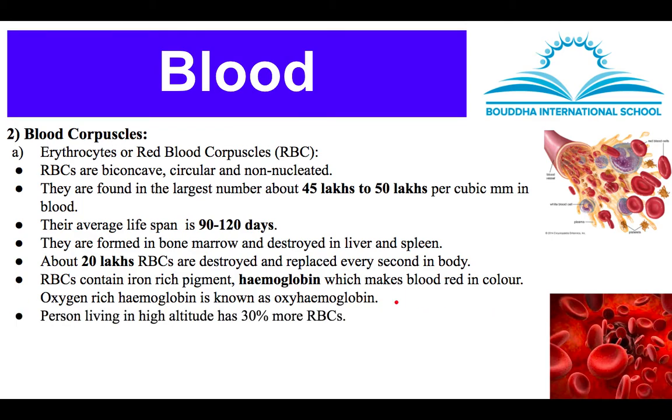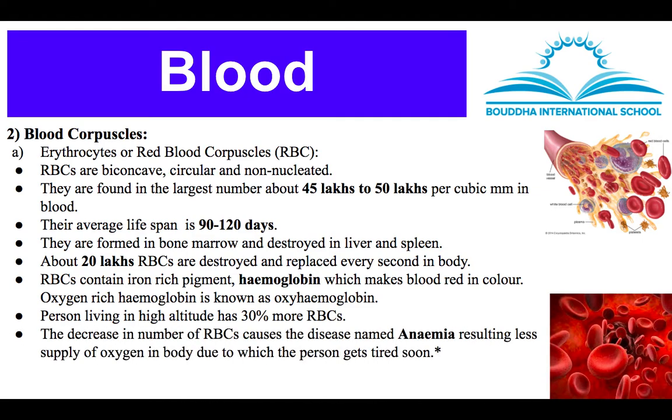The person who lives in high altitude, like in mountains, normally has 30% more RBCs than the people who live in low altitude. And if RBC is less in number, then it will cause one disease, called anemia. The function of RBC is to carry oxygen, and if there is less RBC, there will be less supply of oxygen in the body, and the person will not get energy, so the person gets tired soon.